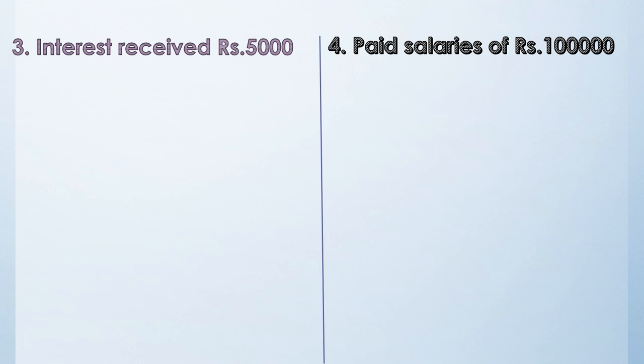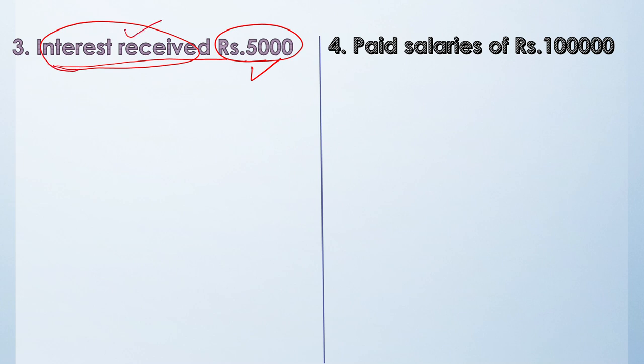So here it is clearly given interest is received for rupees 5,000. The amount is given, right? The amount is given here, and the interest received is one account. So we have identified one account. What is the other account? It is hidden in this transaction. The other account is cash account.